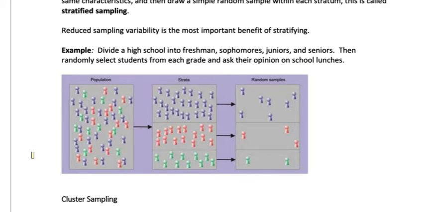And the idea is that with a simple random sample, it's possible that you could, for example, get a simple random sample that just for whatever reason ended up having a lot of freshmen. If you want to make sure that each grade is represented fairly, then you would use a stratified sample. So you would get proportionate amounts of each grade level.